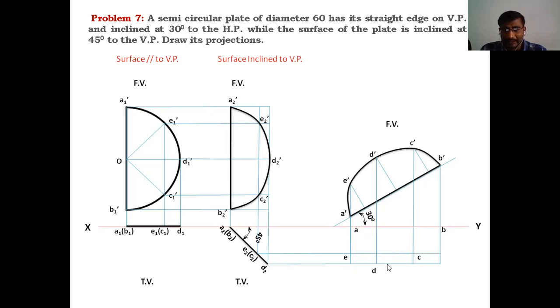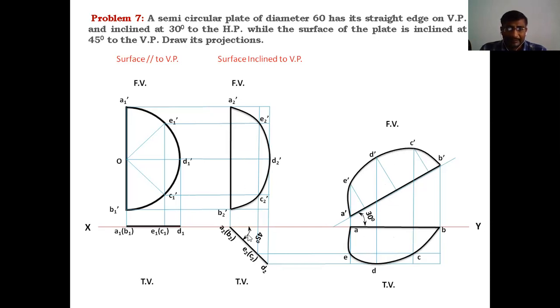So by locating all the points in the top view, join them orderly, and we will get the final stage top view. Join AB with a straight line, the straight edge which is on the XY line in the final stage, and join B, C, D, A orderly with a smooth curve. After rotating, we will get the semicircle in the top view. Here, this is the final stage top view. This is the final stage front view. Clear?